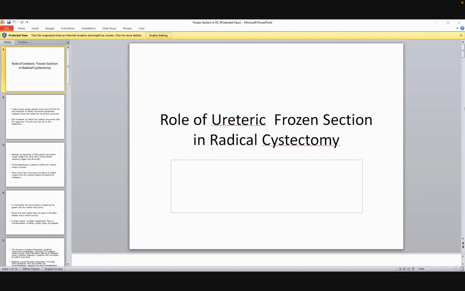Ureteric frozen section analysis at the time of radical cystectomy for urothelial cancer was introduced to identify and excise all potentially malignant tissue and reduce the risk of local recurrence.